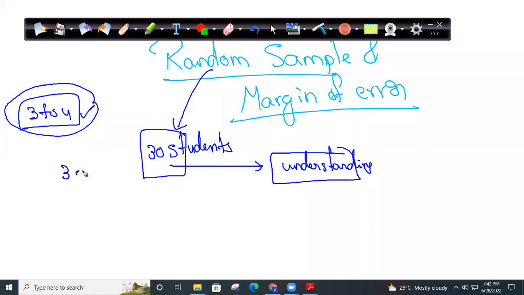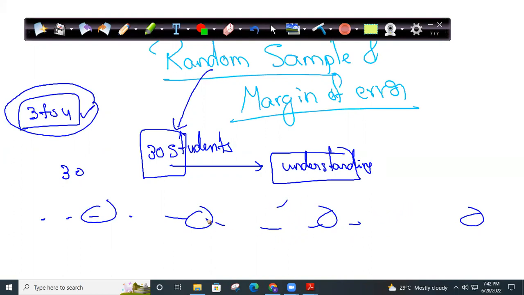Same 30 students, I keep them in an order. I pick one student, one student, one student, one student, without any bias. If I pick a random sample, you should be like a monkey. Monkey means close your eyes, pick from here, there, wherever you want. Random.